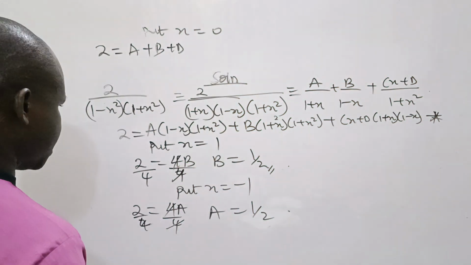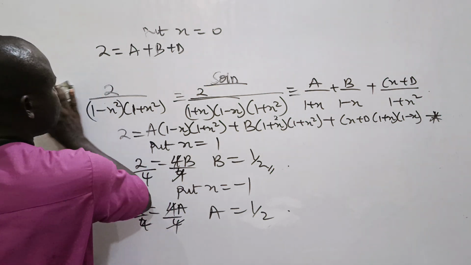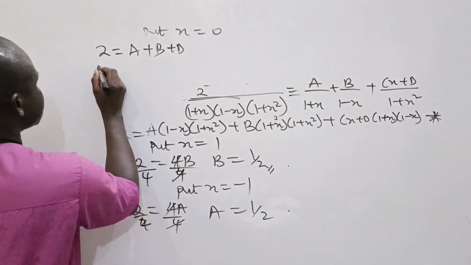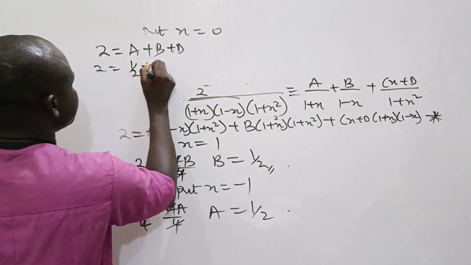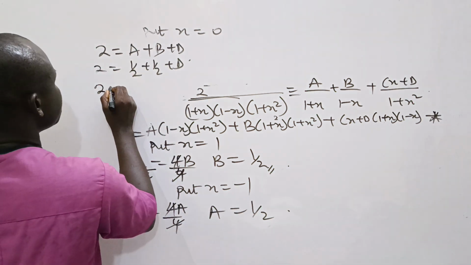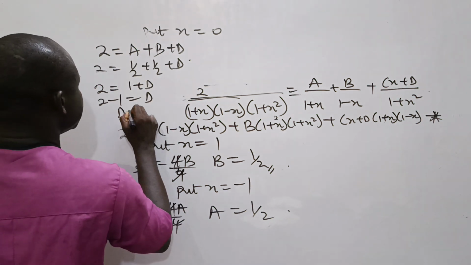So I've got the value of a, and b. We know a is half and b is half. So from here, we can get 2 equal to a, which is half, plus b, which is half, then plus d. Half plus half is 1, so I will have 2 equal to 1 plus d. 2 minus 1 is equal to d. So d is equal to 1.